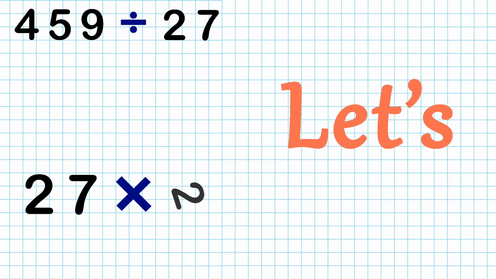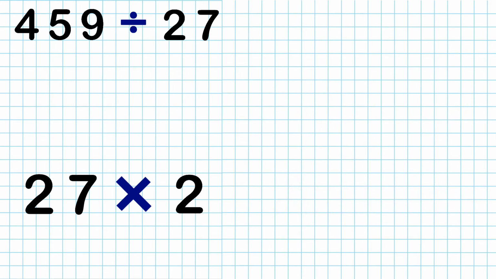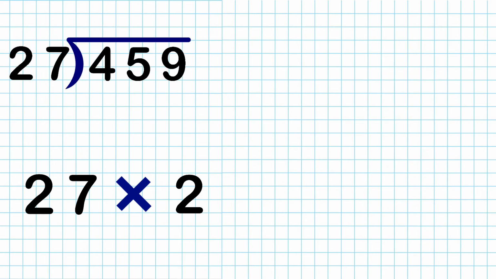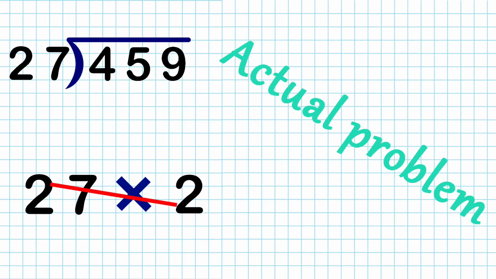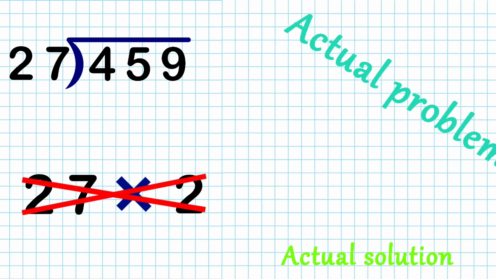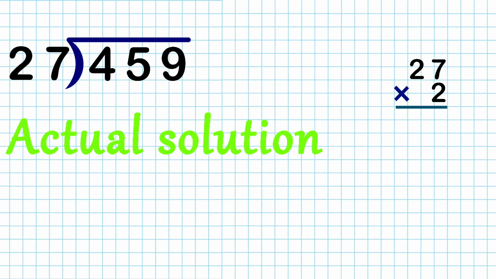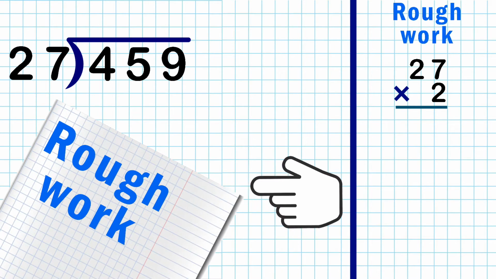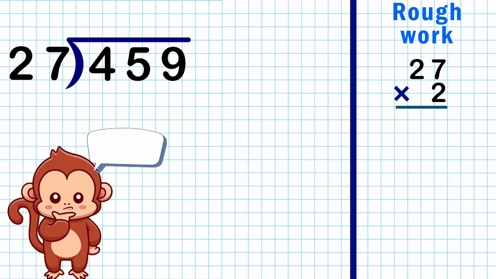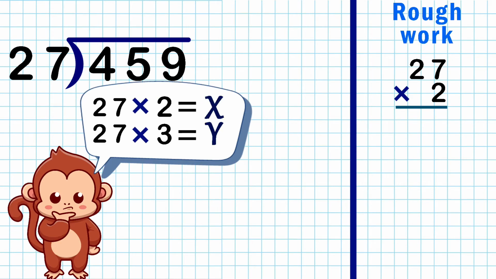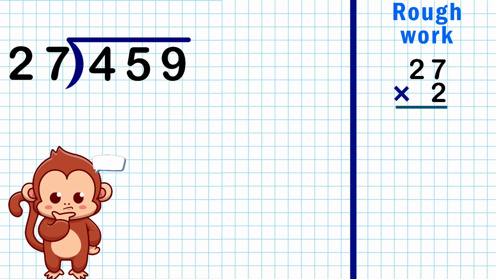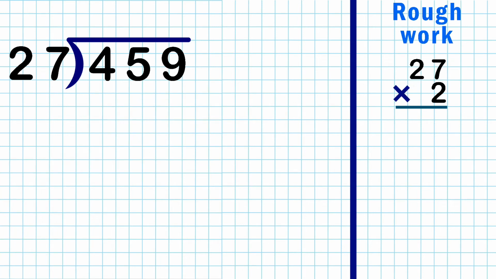Let's try 2 and multiply it with 27. Hold on. You don't have to do all this working where you are doing your actual problem, as this is not the actual solution. Instead, take a rough paper or make a rough column on your page like this, where you can do all these calculations to keep a record instead of doing it in your mind and messing it up. Now, 27 multiplied by 2 is equal to 54.